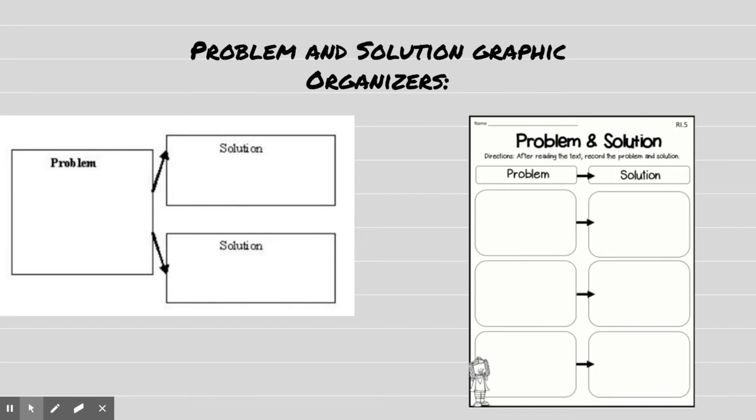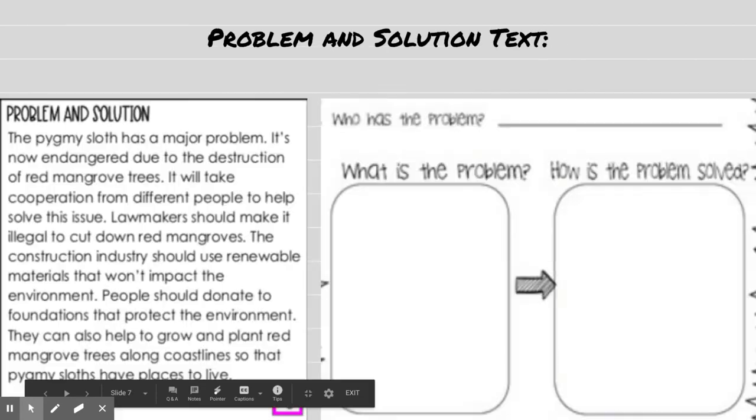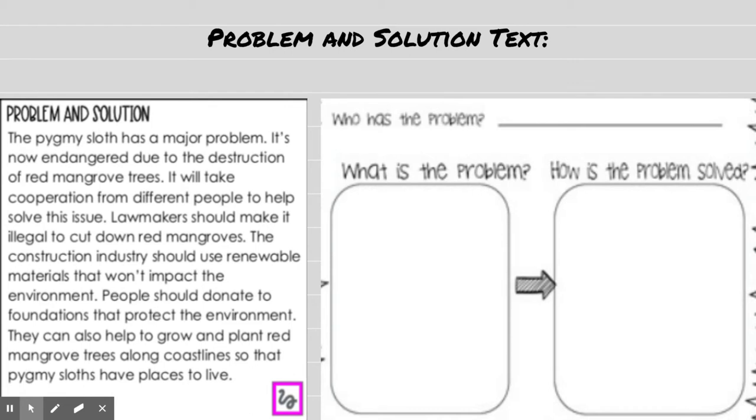And some examples of some graphic organizers that we could use for a problem and solution text are these. So this would be one problem in a text, and you'd have two solutions. This would mean that a text would have three different problems and three different solutions. And this is going to look familiar to you because this is what you're going to use with your assignments this week. So we are going to read a problem and solution text, and we're going to talk about who has the problem, what is the problem, and how is the problem solved. So let's read it together.